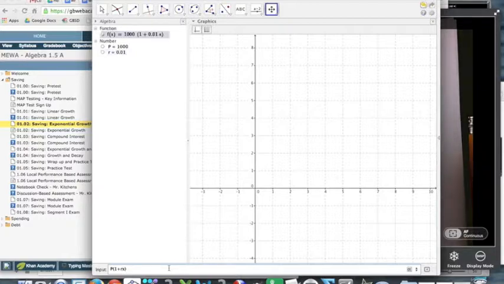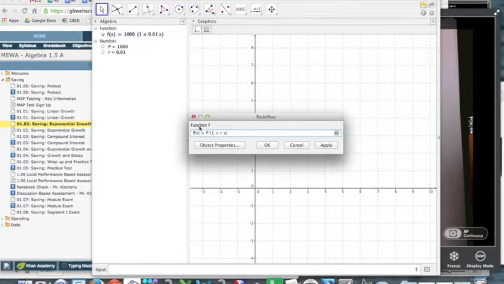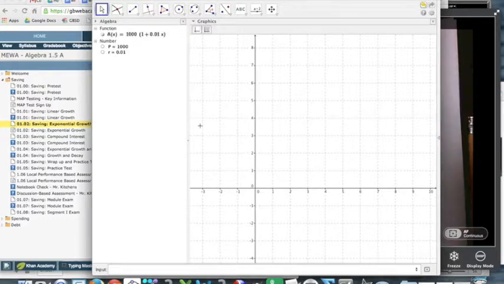And let's see what happens. Now we're not going to see that on the graph for some reason, but we do see it up here. And I'm going to change that F. I'm going to make that an A of X. So that's our amount. The X in parentheses just means it's a function, and it means A is a function of whatever X is, and X is your years.